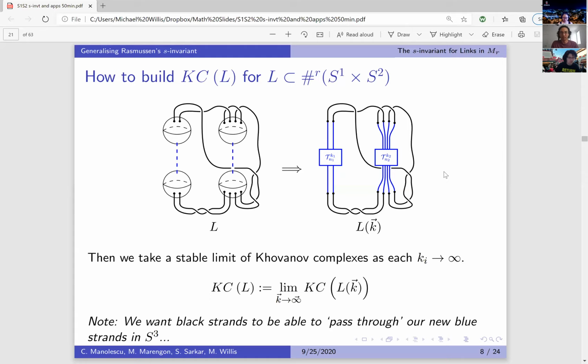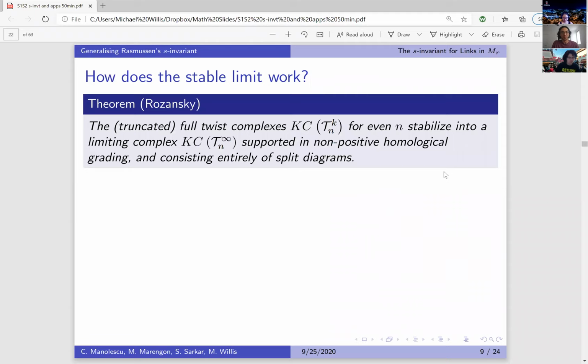What are the infinite twists actually accomplishing here? Okay. So here's the theorem about these infinite twists, and this theorem is due to Rozanski, who first was doing this for just a single S1 cross S2. Rozanski realized that if you take complexes for full twists, in this Bar-Natan category of pictures and cobordisms, as long as n is even, where n is the number of strands and k is the number of twists, these full twist complexes, again you have to truncate them, but let me skip that for a moment, stabilize as k grows into some limiting complex.